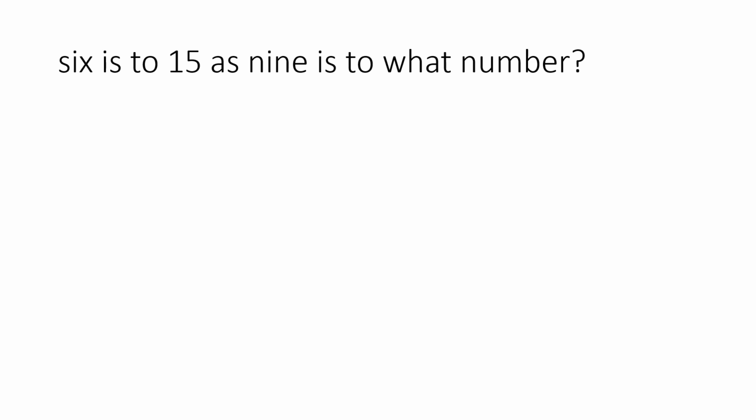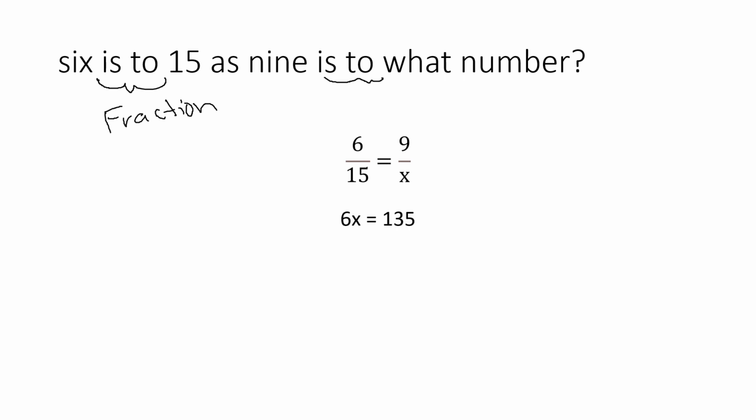Let's do one more. This says 6 is to 15 as 9 is to what number? Technically, this is set up like an analogy, which is more of a literature kind of thing. But in mathematics, "is to" represents a fraction. So 6 is to 15 is going to be 6 over 15, as 9 is to what number? So 6 over 15 equals 9 over x. Now I just use cross multiplication. 6x, and then 9 times 15 is 135. Move the 6 over and divide, and I end up with 22.5.